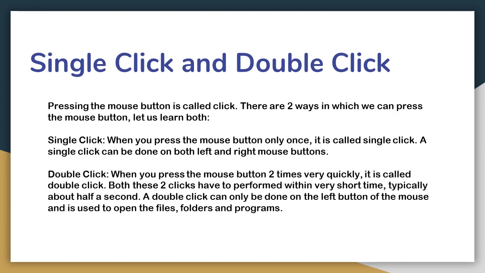Double click. When you press the mouse buttons 2 times very quickly, it is called double click. Both these 2 clicks have to be performed within very short time, typically about half a second. A double click can only be done on the left button of the mouse and is used to open the files, folders, and programs.